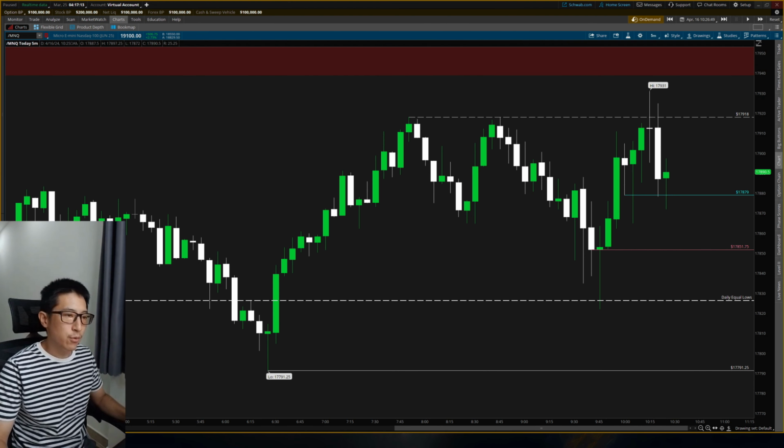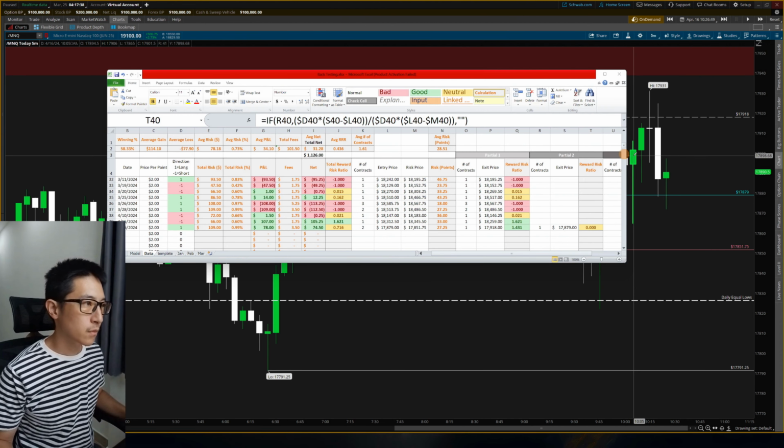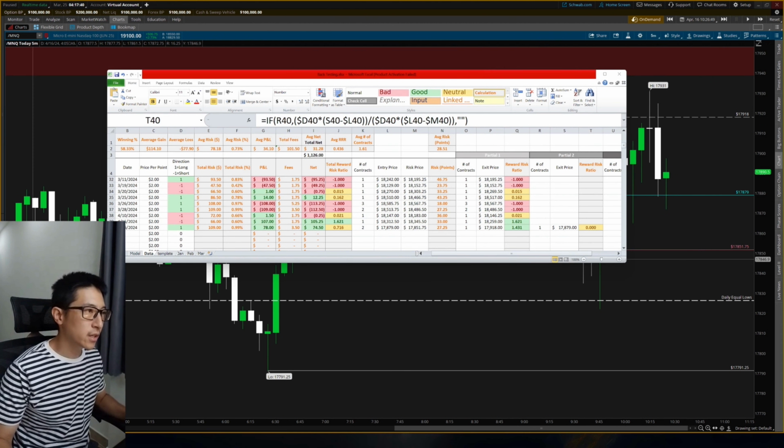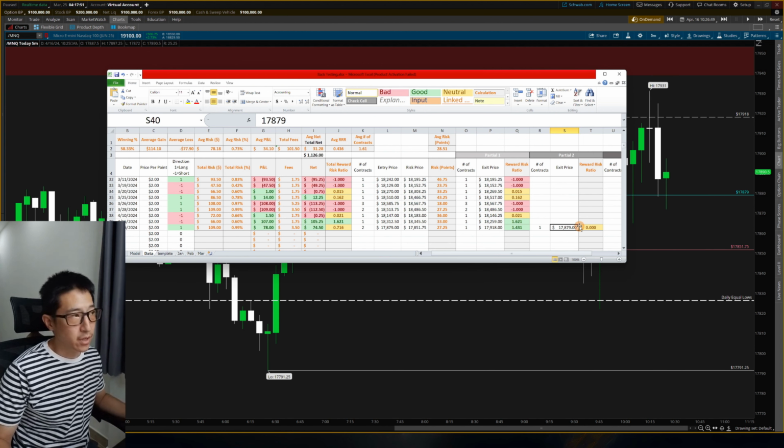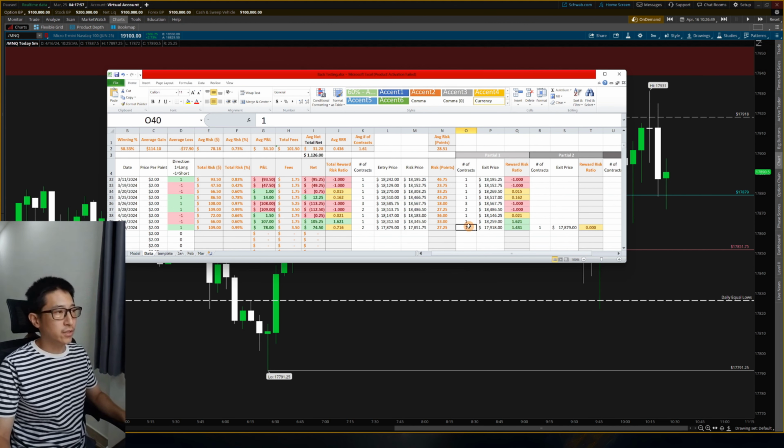Let's go ahead and see how the chart looks. So yeah, let's see how it looks on the spreadsheet. All right, so looking at the spreadsheet, I went ahead and got in with 2 contracts. Took one partial here at 918. That was 1.4 to 1. And then the other one just got stopped out at break even. So close to $75 on the day.